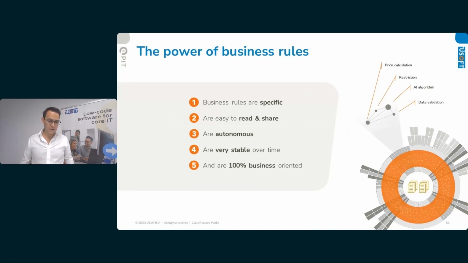So a customer that needs to be 18 years or older is an example of a simple business rule, but it's purely a business rule. So it has nothing to do with an IT implementation yet. And in addition to that, rules are very specific and they are easy to read and share because they are in natural language. And they are autonomous.